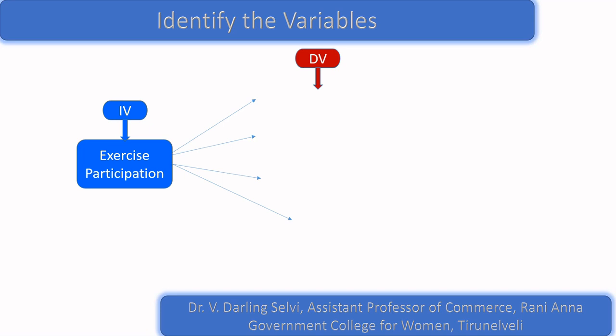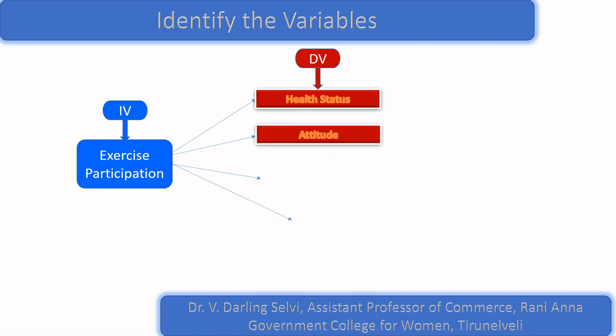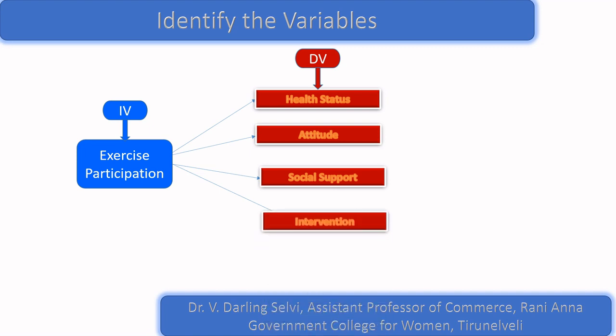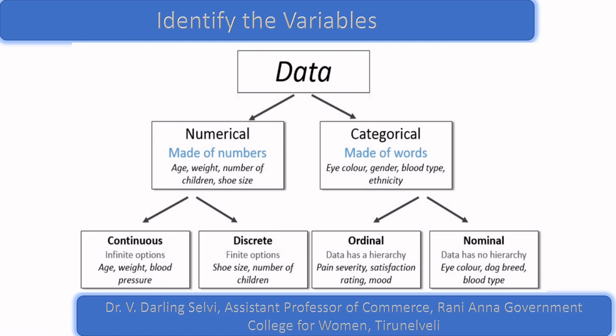Again, we should understand what is independent variable and what is dependent variable. So, independent variable is exercise participation which results in health status, change in the attitude, social support, and intervention. So, due to this exercise participation, the reflection is all these things. Most probably the independent variable is a single one and the dependent variable is the number of items. Okay, so this is the cause, the reason for all these things. And this is the effect. So this is the identification of variables in different forms.